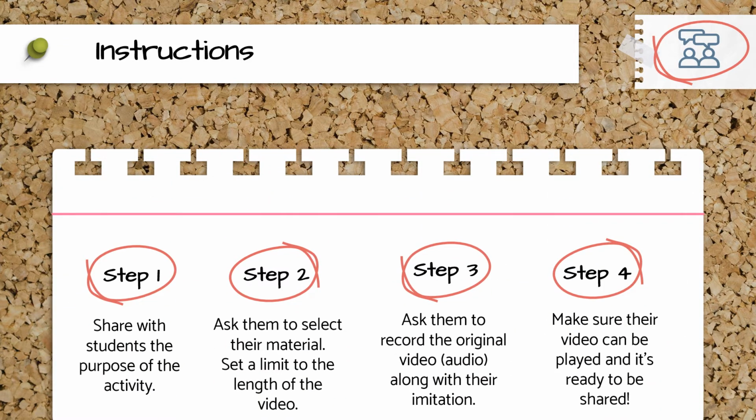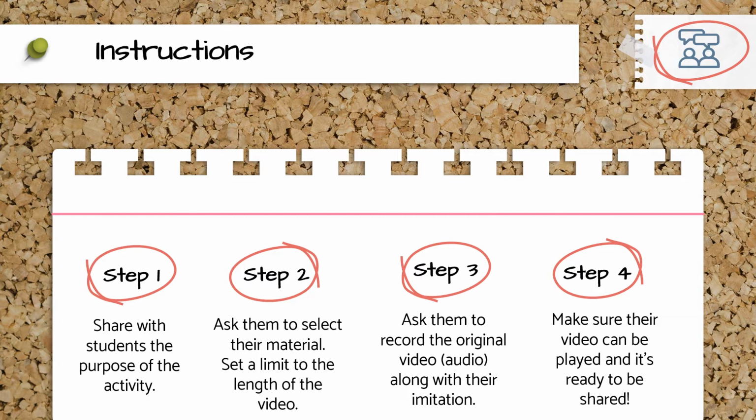I divided the activity in 4 steps. And this is pretty much what I use as instruction. So for step 1, I share with the students the purpose of the activity. Step 2, I ask them to select their material, and I also ask them to set a limit to the length of the video. So if they chose a movie, they couldn't use the whole movie. They would only choose a clip that would last from 1 to 2 minutes.